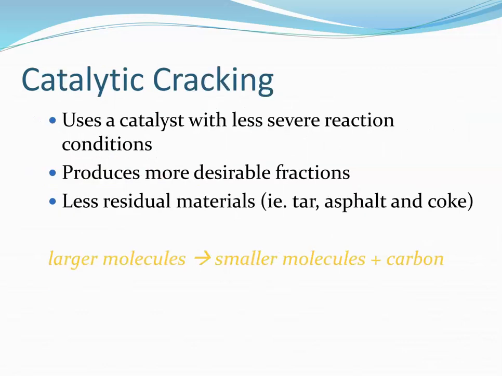Catalytic cracking is the type of cracking that uses a catalyst. It does not require extreme heat, and fewer byproducts such as tar, asphalt, and coke are created. Catalytic cracking results in a breakdown of larger molecules into smaller molecules and carbon. This reaction only occurs in the presence of a catalyst.